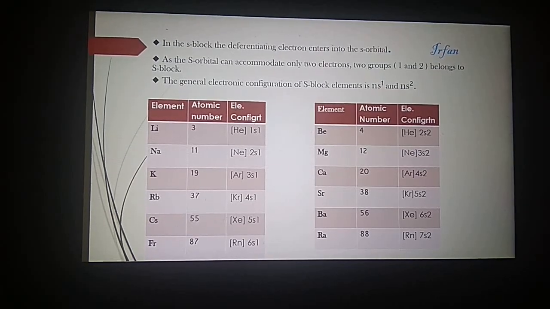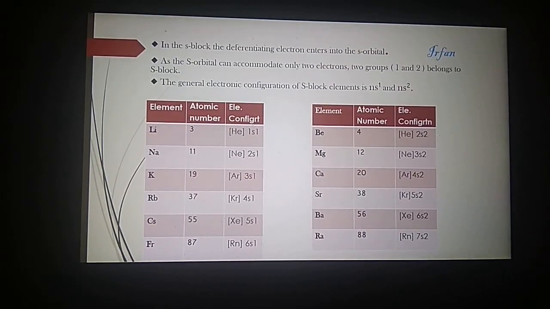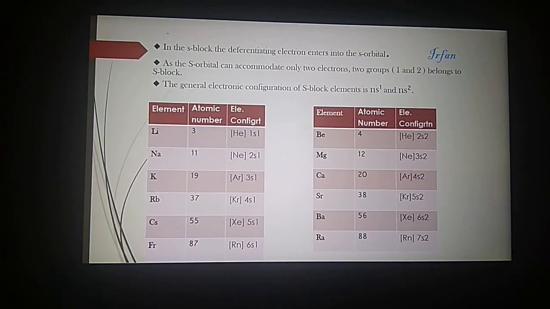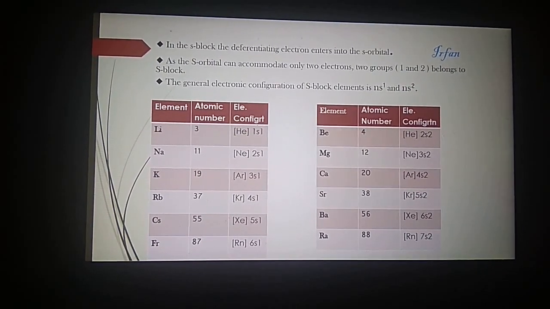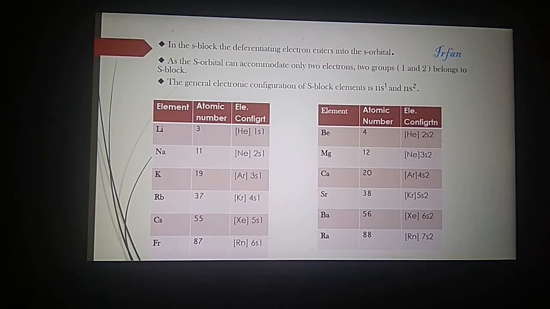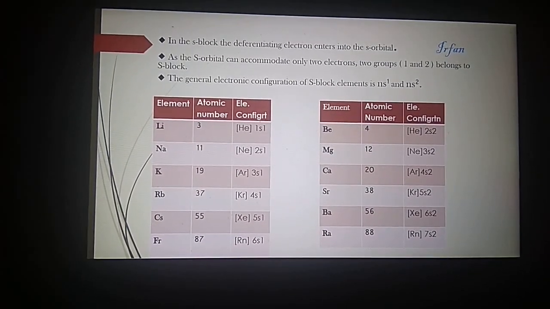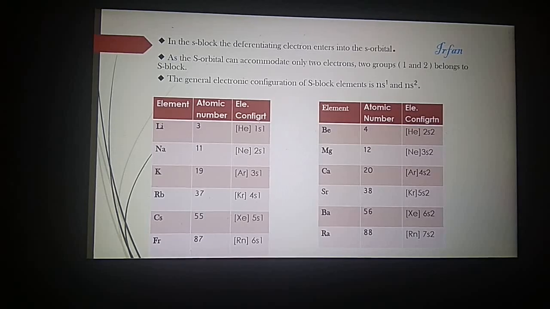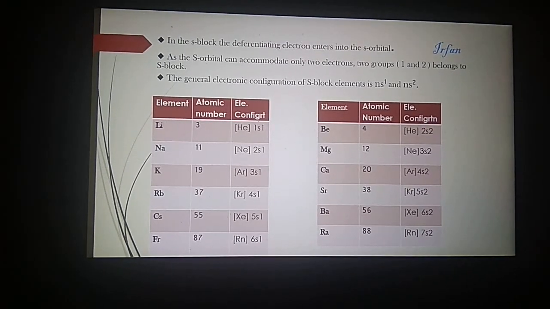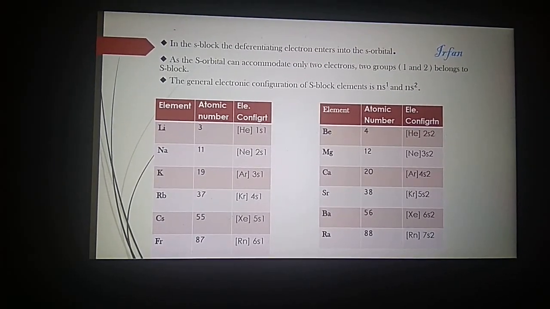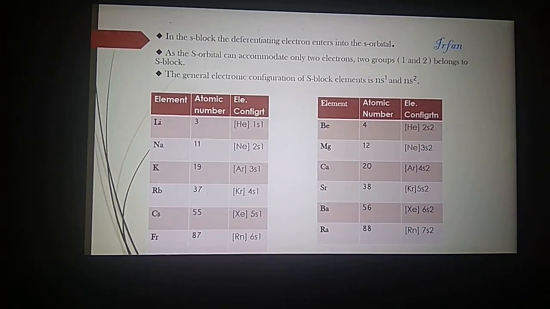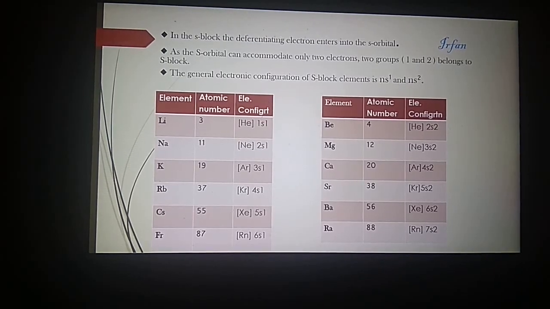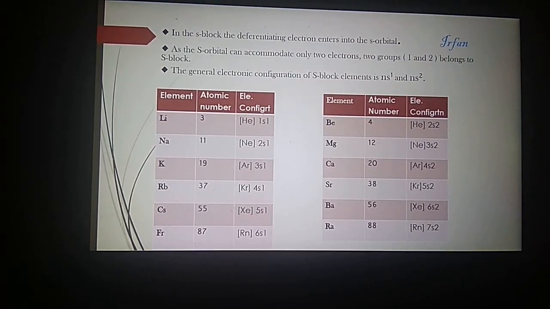As the S orbital can accommodate only 2 electrons, 2 groups, that is group 1 and group 2, belong to S block. So the general electronic configuration of S block elements is ns1 and ns2. ns1 is the general electronic configuration of group 1 elements and ns2 is the general electronic configuration of group 2 elements.